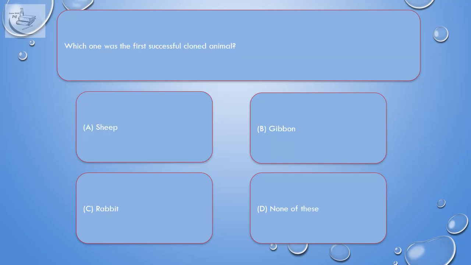Question: which one was the first successful cloned animal? A. Sheep. B. Gibbon. C. Rabbit. D. None of these. Correct answer is A. Sheep.